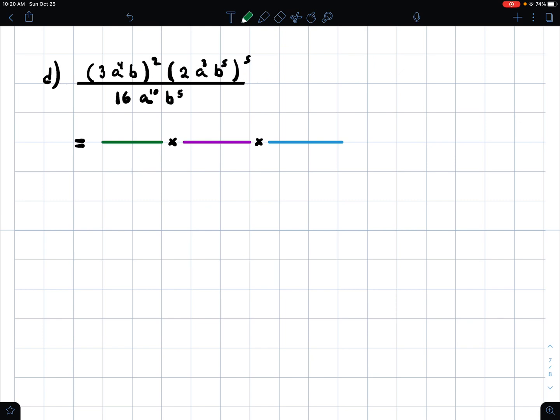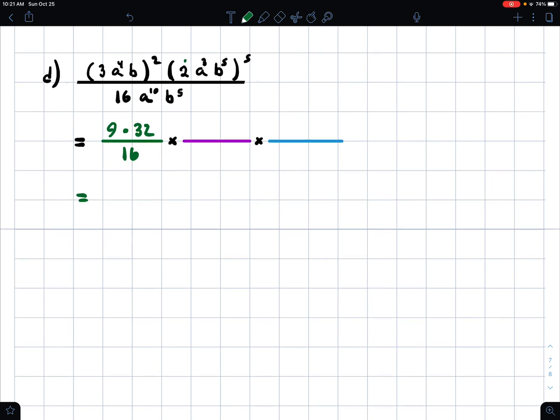Okay, I'm going to take care of the numbers first. This is 3 to the power of 2. This is just 9. And then it's 2 to the power of 5, which is this, so it's 32. And then it's divided by 16. I'm going to finish the number part. So I realized that I can multiply 9 times 32, but it's easier if I divide it first. So 32 divided by 16 is 2. 9 times 2 is 18. Good.